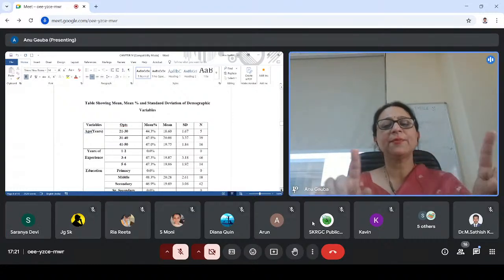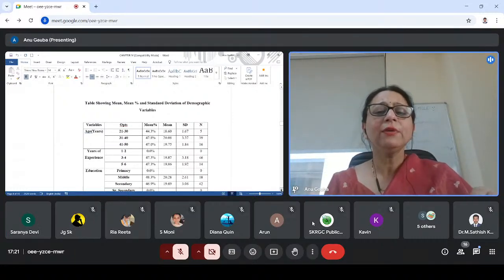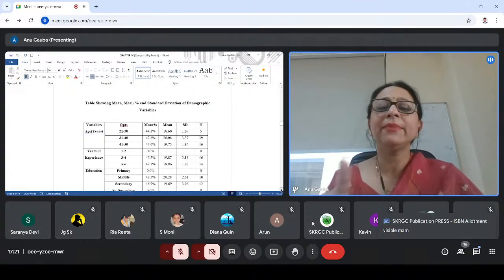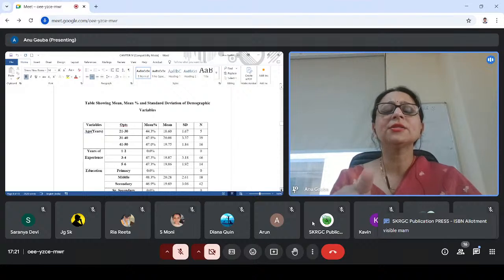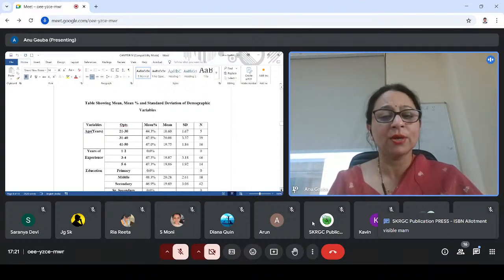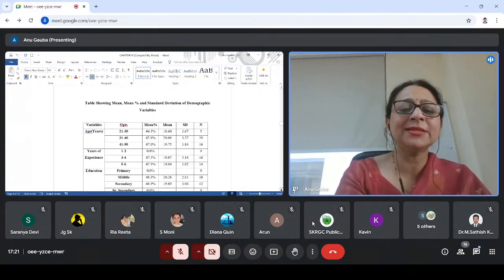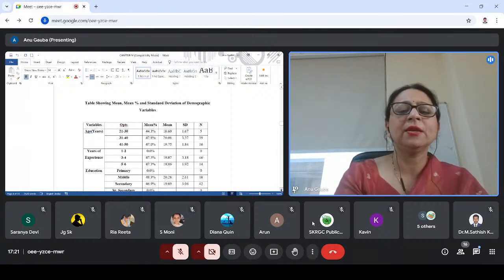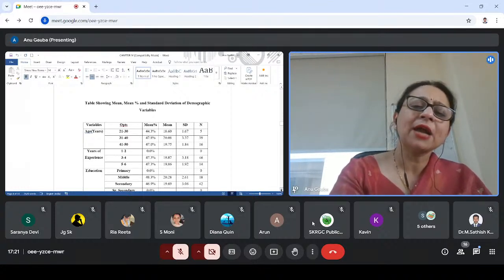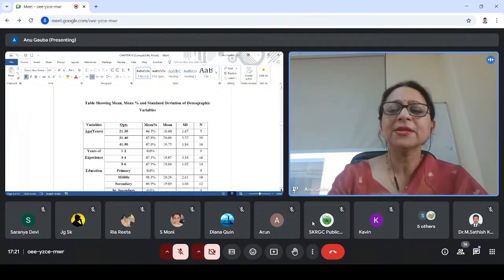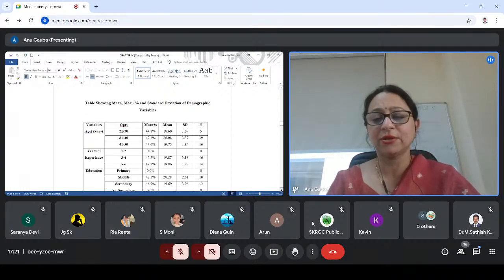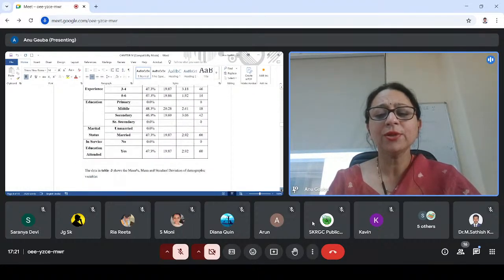See, this is descriptive analysis where you will focus on the mean, percentage, and standard deviation, right? So this is descriptive analysis only, right? These are my variables: age, years of experience, education, and these are my options which I have opted. Then I have found out the mean, percentage, and standard deviation, right? Now I'm going to show you the t-test.